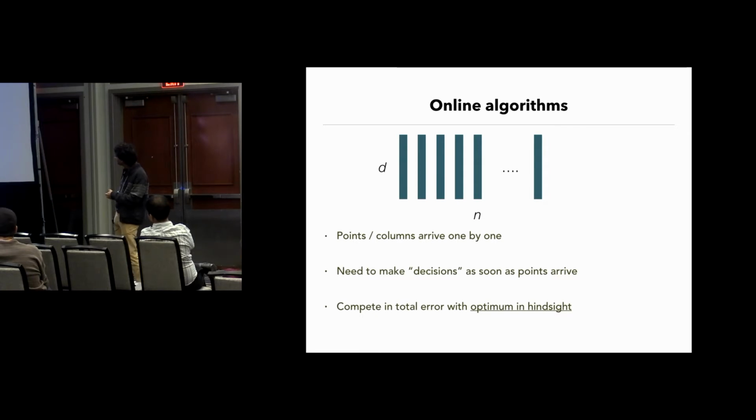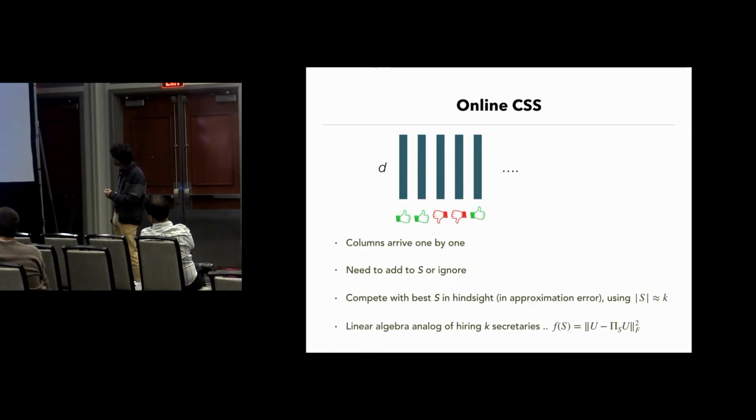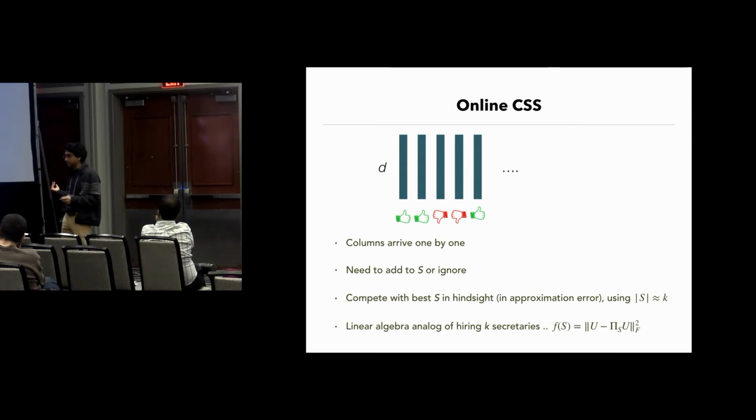So let me define it for column selection, as it will be a little bit easier. Okay? So here you have some columns that show up. Okay? So these are some d-dimensional columns. And each time a column arrives, you either keep it or you just let go of it forever. Okay?